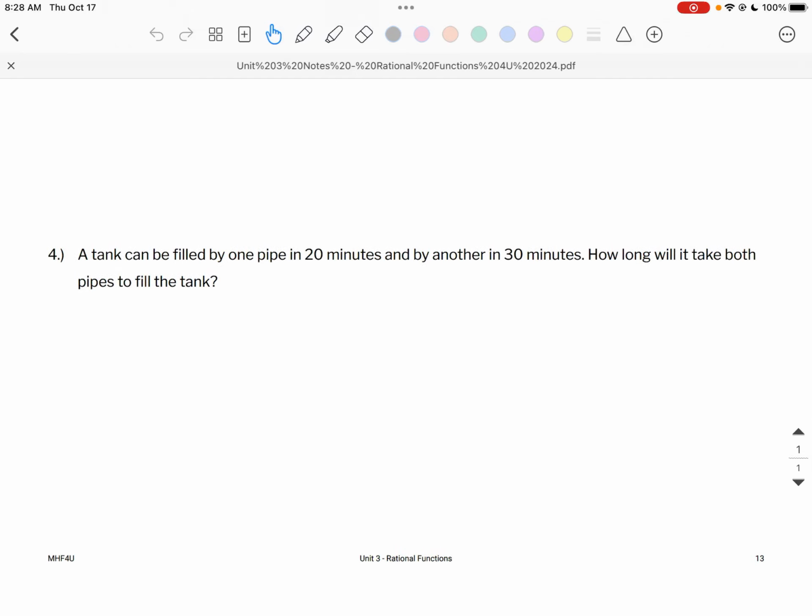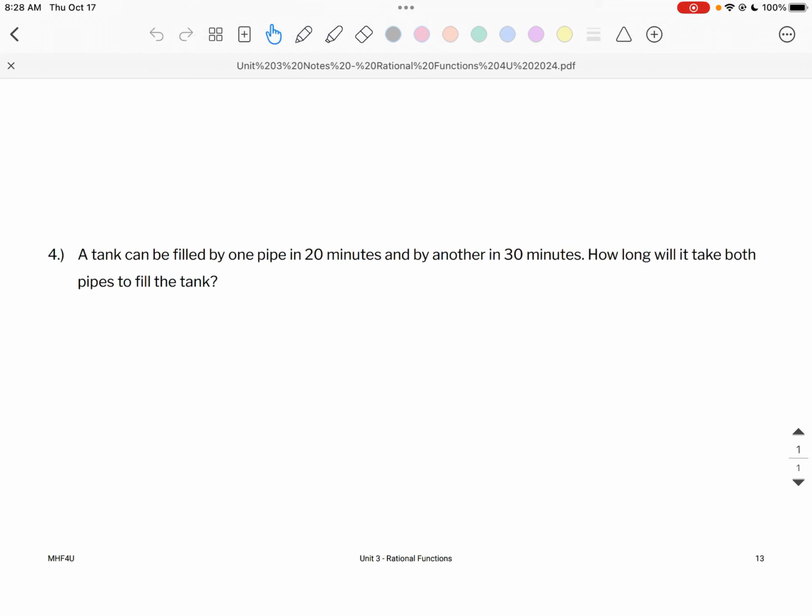Hi everyone. I just want to go over number 4 with you all on page 13 for rational word problems in your Unit 3 notes. Let's take a look at what it says. A tank can be filled up by one pipe in 20 minutes and by another in 30 minutes. How long will it take both pipes to fill the tank?